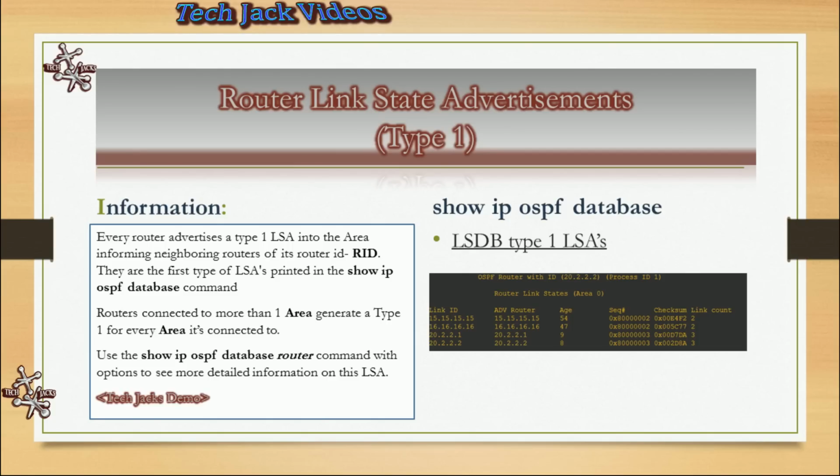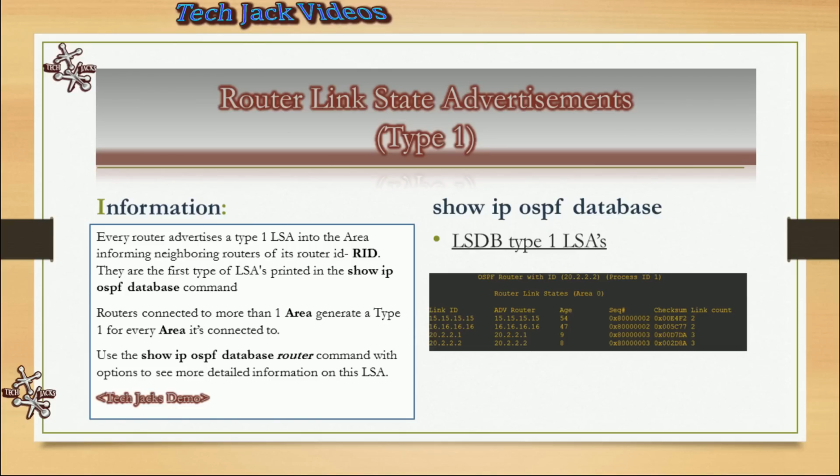Routers connected to more than one area will create a type 1 for each area they are a part of. That's how each area knows about all the router IDs in that area. So if it's an area border router and it's a part of multiple areas, that router will create a type 1 for each area it's in. There are a couple of commands. The show IP OSPF database is more of a summary about the link states, whereas if you use the show IP OSPF database router command, you're going to get a lot more detailed information.